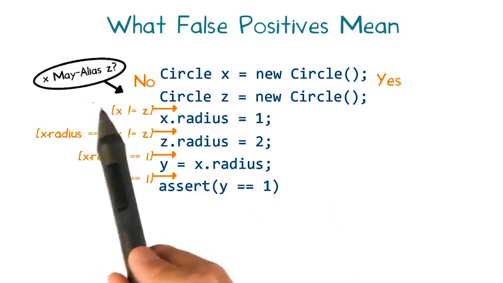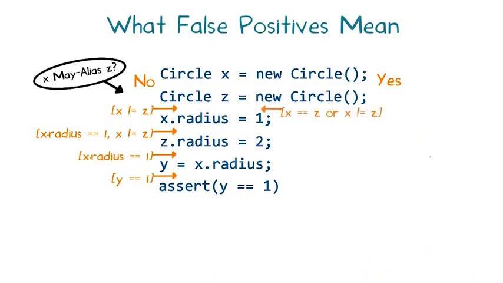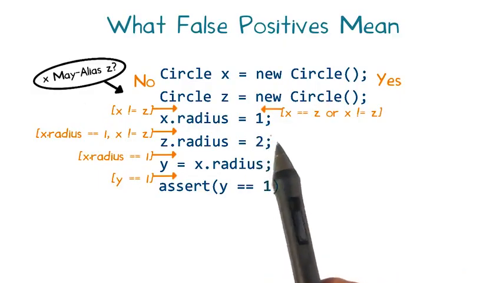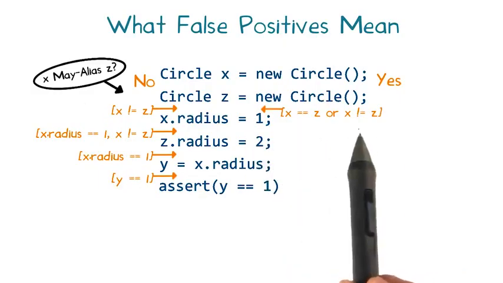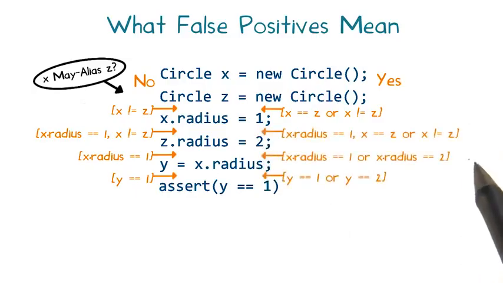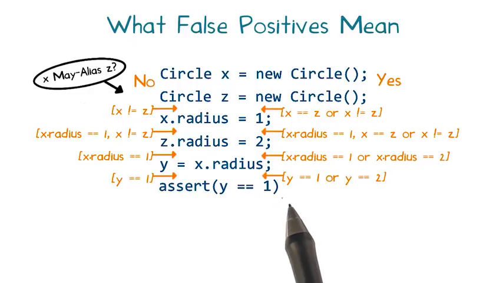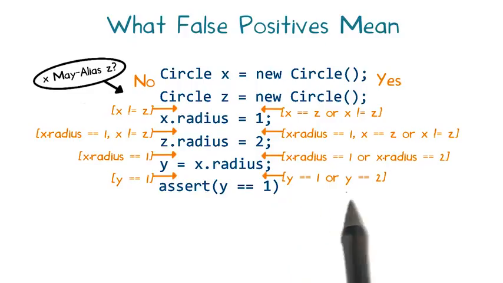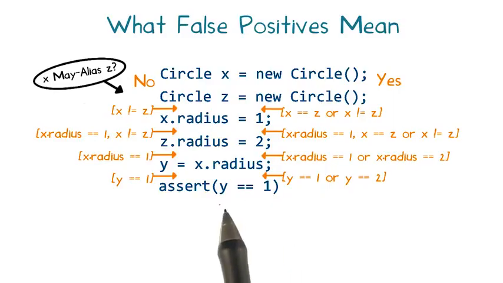Suppose x may alias z returns yes. Then the most accurate information that our data flow analysis can safely infer at this point is that x may or may not be equal to z. Continuing this reasoning, our data flow analysis concludes at the end of this program that the value of y may be either 1 or 2. The analysis thus fails to prove the assertion that the value of y must always be 1 at this point.